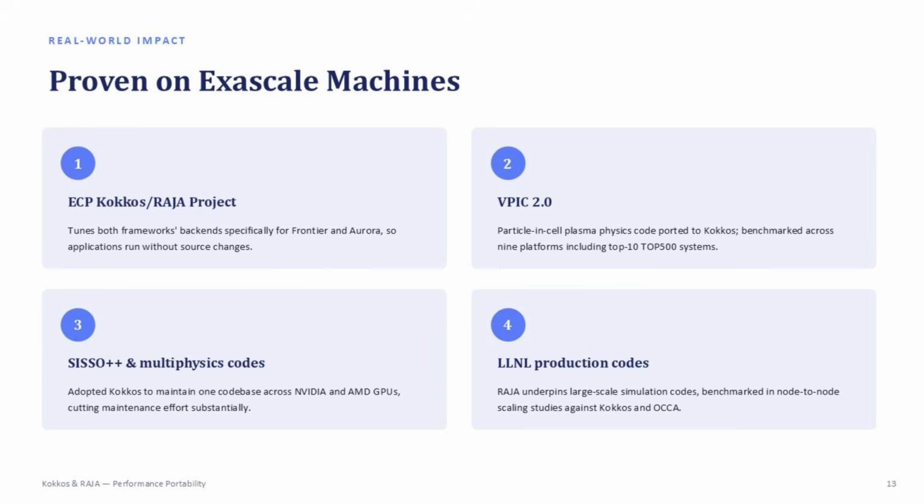These technologies are not only theoretical. Kokkos and RAJA are used in large-scale scientific computing and exascale systems. For example, Kokkos has been used with applications such as VPIC, and RAJA supports large-scale simulation codes at Lawrence Livermore National Laboratory. This shows these frameworks can be useful for real-world high-performance computing.